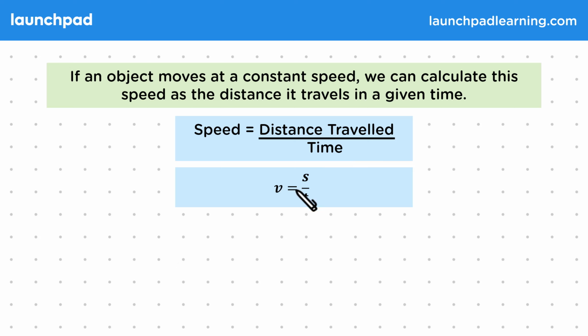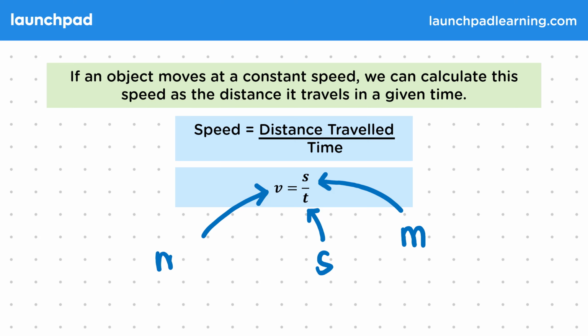In symbol form, speed is given by v, the distance travelled is given by s, and time is given by t. So v equals s divided by t. And in this equation, we assume that speed is a fixed value. The time is measured in seconds. The distance travelled is measured in metres, and then speed has units of metres per second as we divide the distance by time to get the speed.